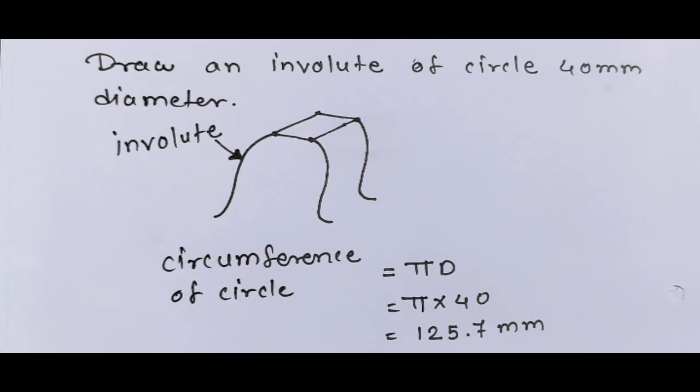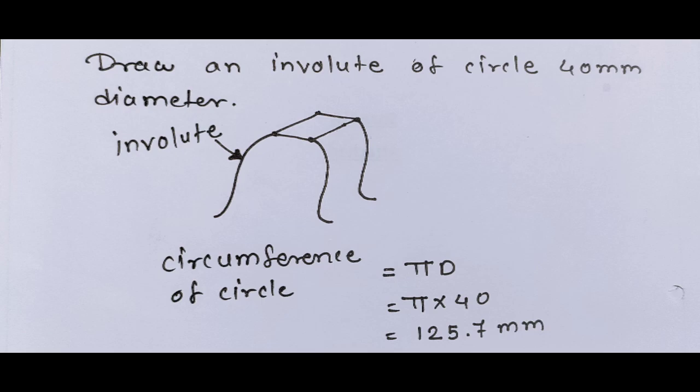So instead of taking a simple shape like a triangle or a pentagon, I am taking a circle. The question may ask in the exam, like, draw an involute of a circle and the diameter is given. Here the 40 mm is the diameter. So let's start our construction.